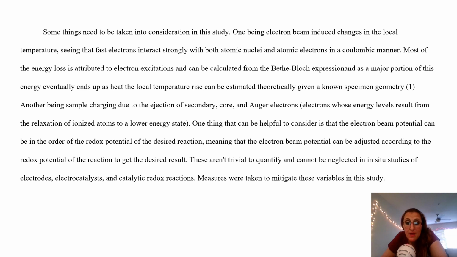One thing that can be helpful to consider is that the electron beam potential can be in the order of the redox potential of the desired reaction, meaning that the electron beam potential can be adjusted according to the redox potential of the reaction to get the desired result. These aren't trivial to quantify and cannot be neglected in situ studies of electrodes, electrocatalysts, and catalytic redox reactions. Measures were taken to mitigate these variables in this study.